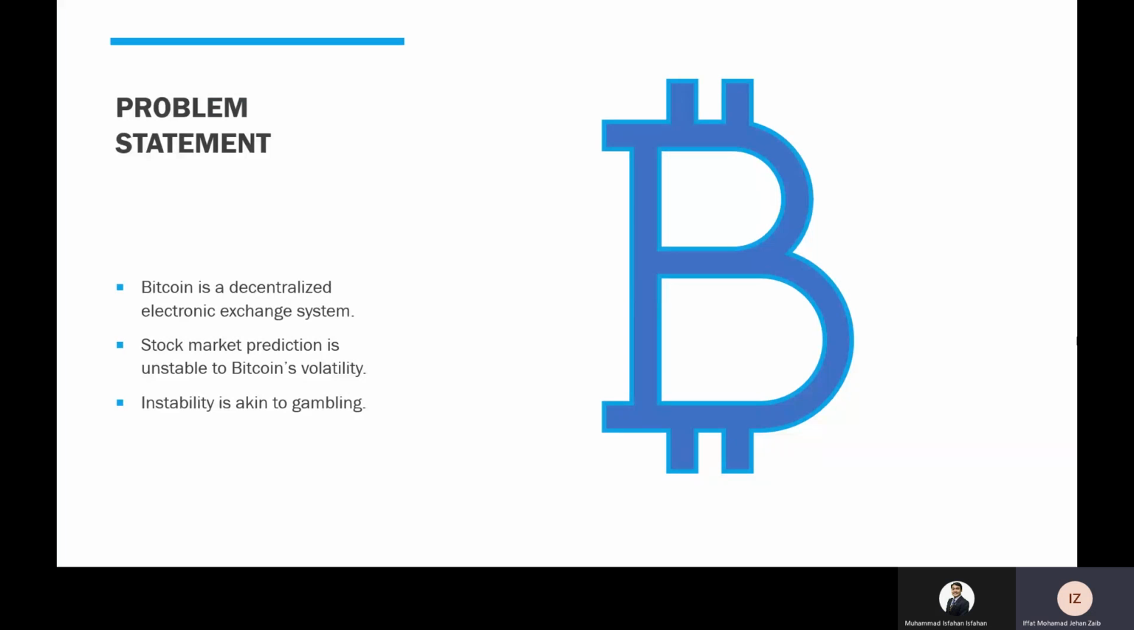Now, there are a few problems that come with this. Bitcoin is a decentralized electronic exchange system and represents a major change in the global financial system. But the stock market prediction is difficult due to its volatile and changeable nature, making its stability akin to gambling.